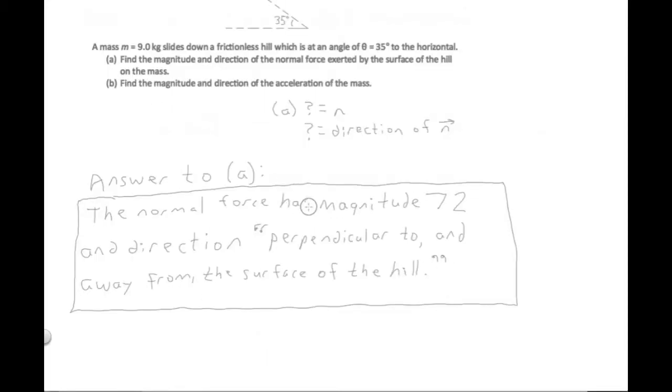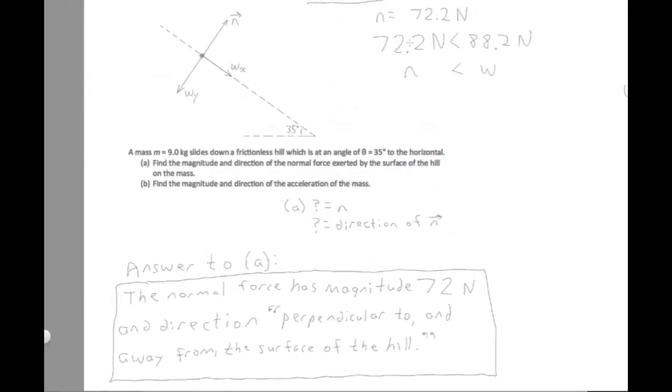Okay, so I've written out the answer to the question. Did you notice I made a mistake? We have to include the units, or our answer is wrong. 72 newtons is the magnitude. I rounded this result off a little bit more for the final answer. We'd already figured out the direction of the normal force earlier in our work, perpendicular to and pointing away from the surface of the hill.